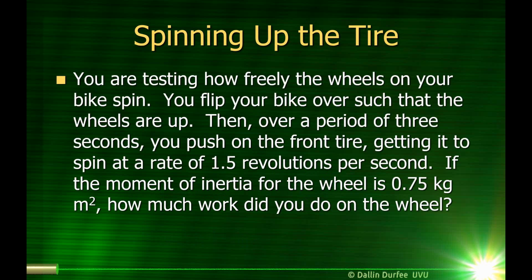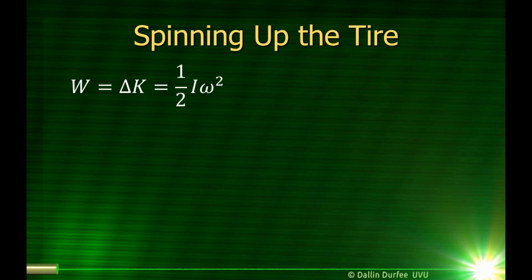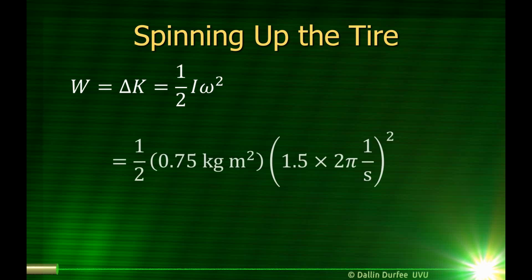All right, now here's the same problem, but now we want to know how much work we did on the wheel as we spun it up. But remember, work is changing kinetic energy, and the kinetic energy is 1/2 I omega squared, and there's no initial kinetic energy because it's not moving, so the change in kinetic energy is just the final kinetic energy, which is 1/2 I angular velocity squared. And so we just plug the numbers in, and we get our answer, 33.3 joules.